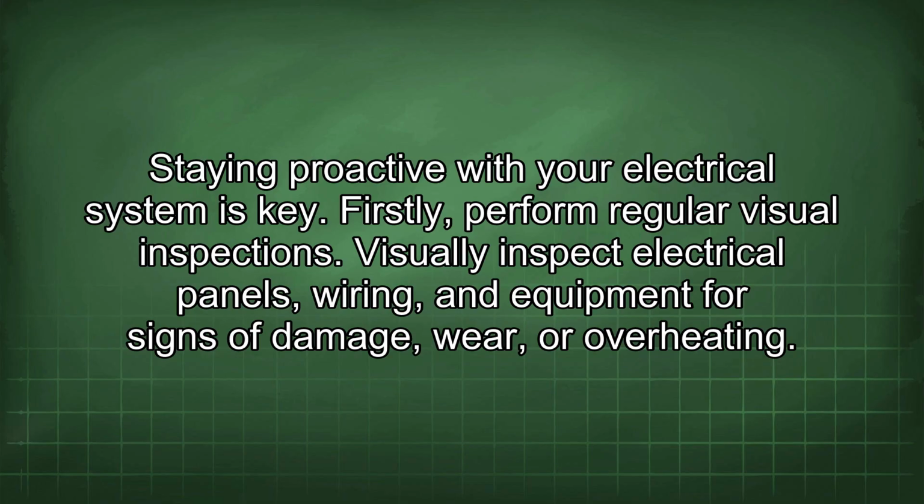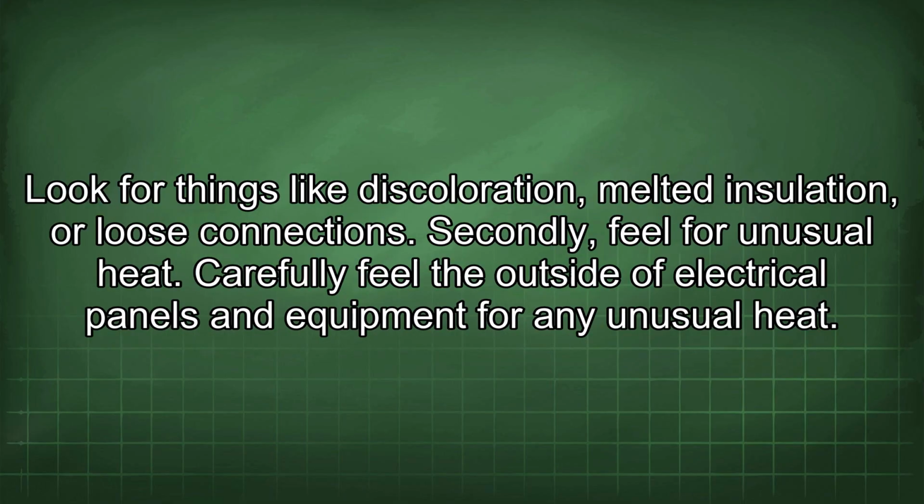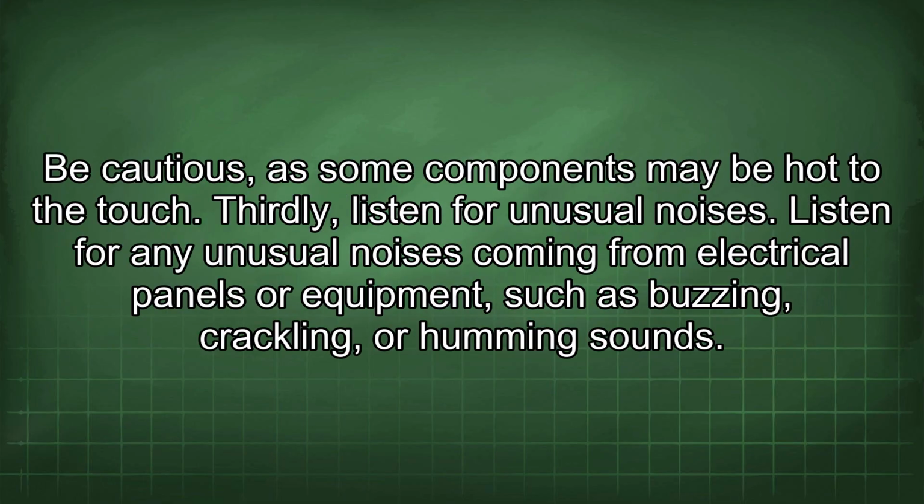Firstly, perform regular visual inspections. Visually inspect electrical panels, wiring, and equipment for signs of damage, wear, or overheating. Look for things like discoloration, melted insulation, or loose connections. Secondly, feel for unusual heat. Carefully feel the outside of electrical panels and equipment for any unusual heat. Be cautious, as some components may be hot to the touch.